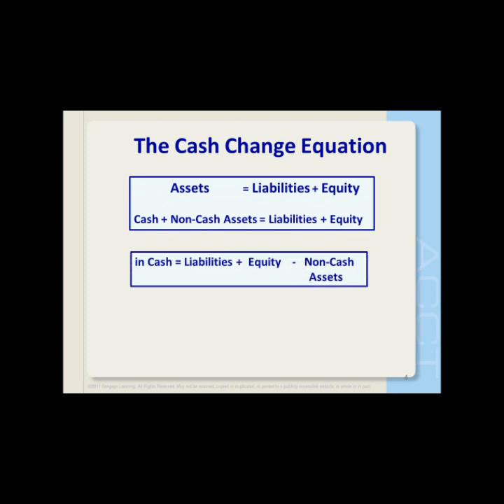So here we got the cash change equation. Normally we have the equation: asset is liability plus equity. But here cash is one of the asset. So cash plus non-cash asset is liability plus equity. So we can conclude that cash is liability plus equity minus non-cash asset.